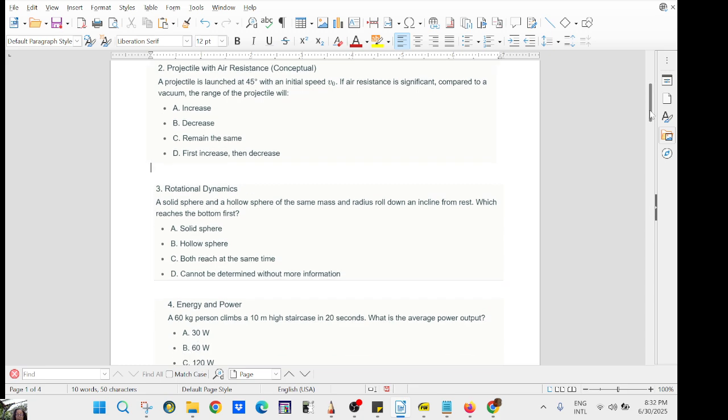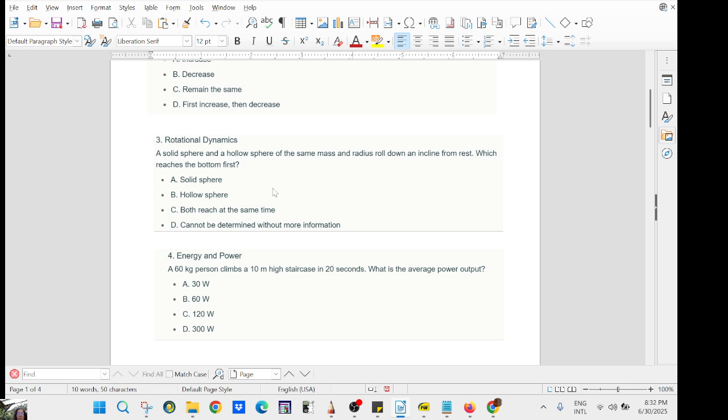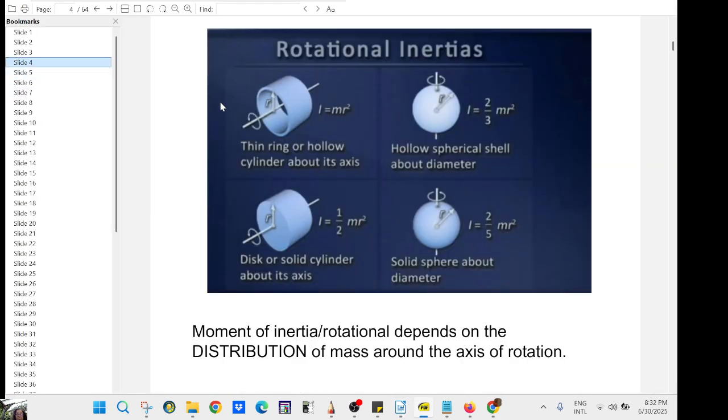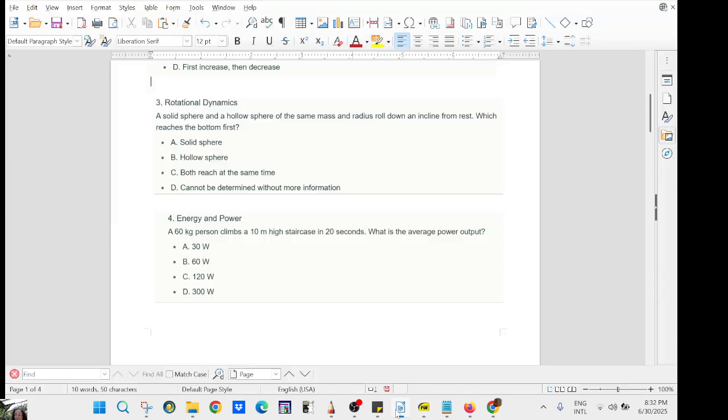So if they have a race, regardless of the mass, regardless of the size, it will be the solid sphere that will arrive first because of inertia. Solid sphere, hollow sphere. Here is going to be 0.4 and here is going to be 0.666. So this one has more inertia. This one will arrive first. Okay.